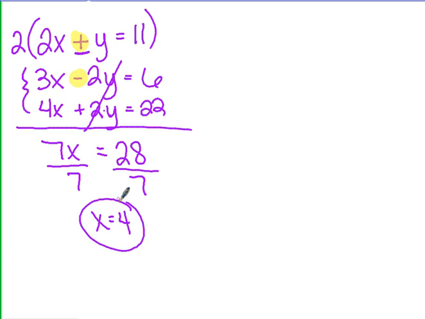Once we solve for x, we go ahead and substitute it back into an equation, either one, in order to solve for y. So I'm going to go back to my first equation, 2x plus y equals 11. And I'm going to substitute 4 in place of x.